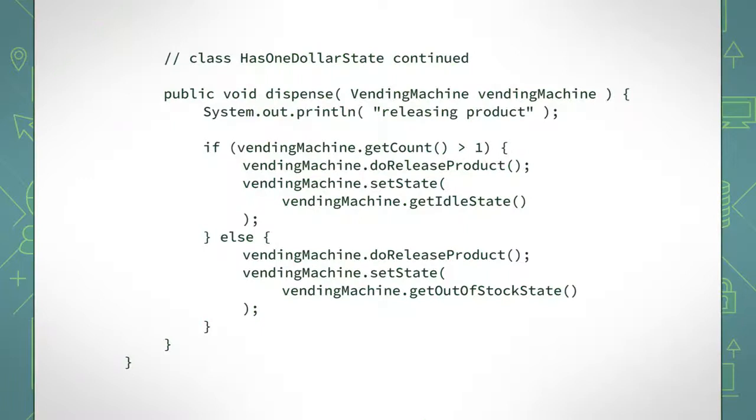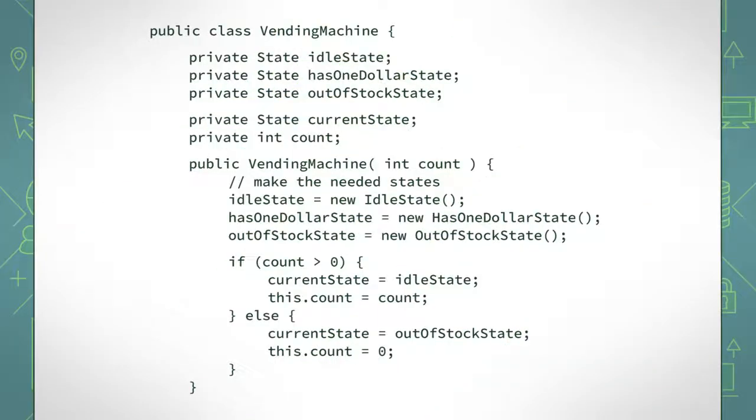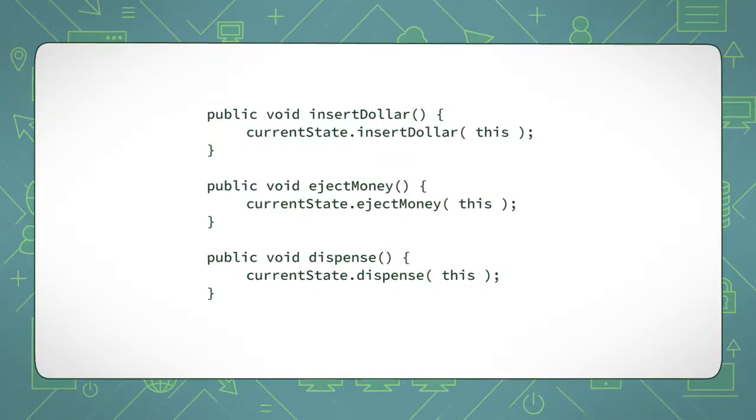Here's what happens if the dispense method is called in the has $1 state class. The product is released. Depending on whether stock remains after releasing the product, the vending machine's current state is set to either the idle state or the out of stock state. The vending machine class constructor will instantiate each of the state classes, and the current state will refer to one of these state objects. The vending machine class would also have methods to handle the triggers as before, but now delegates the handling to the current state object. Notice now how much cleaner the code is without having long conditionals in these methods.